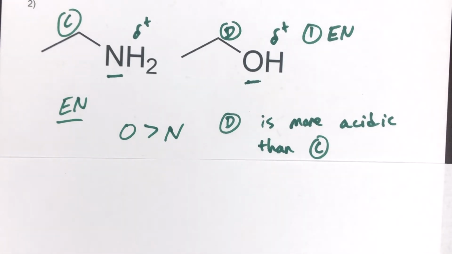Again, keep in mind atomic size matters most if you're looking at atoms in different rows on the periodic table. And then the inductive effect: there are no electronegative atoms that aren't bound directly to the hydrogen. So that is not the reason here either. So it's just the electronegativity of oxygen versus nitrogen. Oxygen is more electronegative, hence the ethanol is more acidic than the ethanamine.